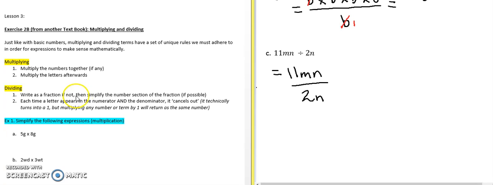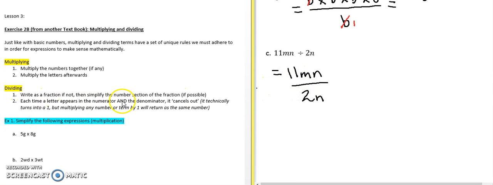So we're going to write as fraction, then simplify the number section of the fraction if possible. Can 11 over 2 be simplified? Not necessarily. You can't find any 2's within 11 because this is an odd number. So we just leave the number part of the fraction as is.